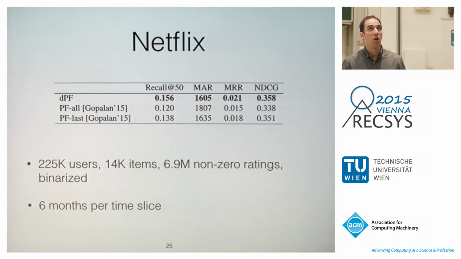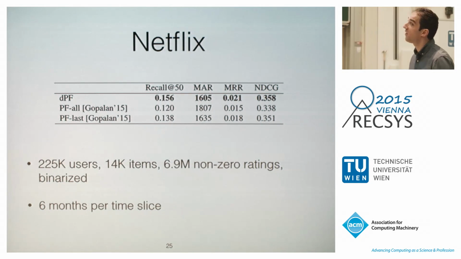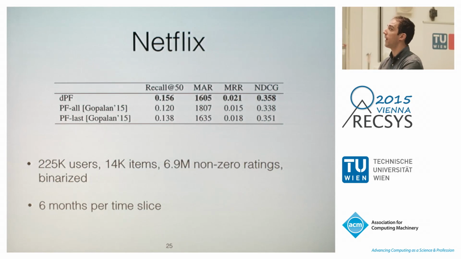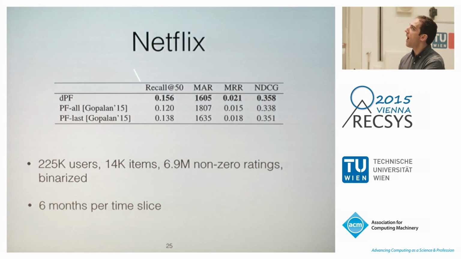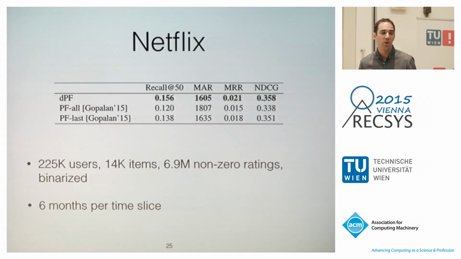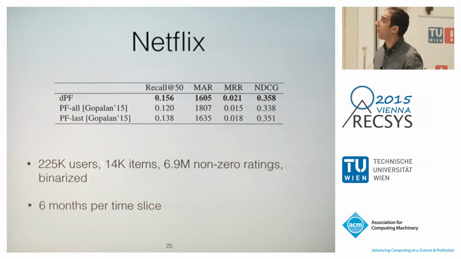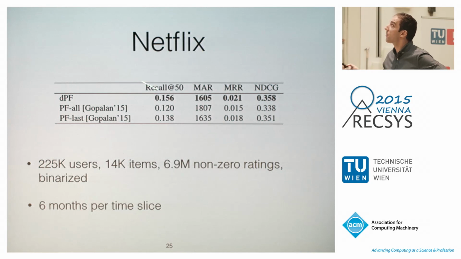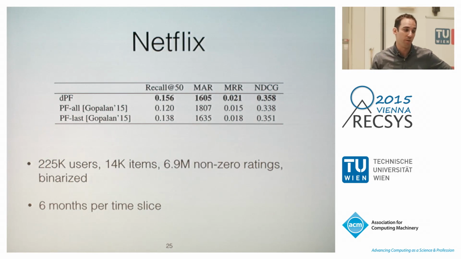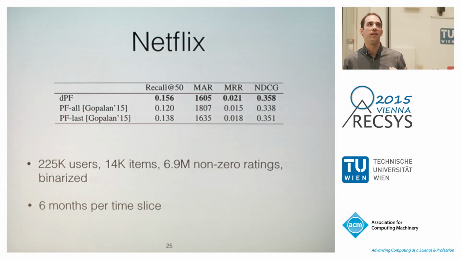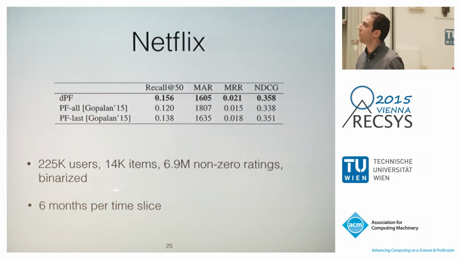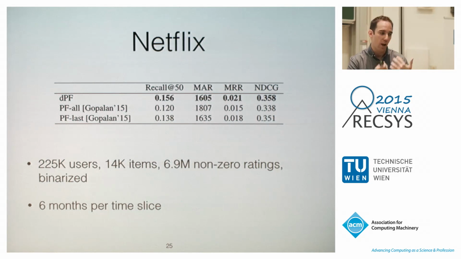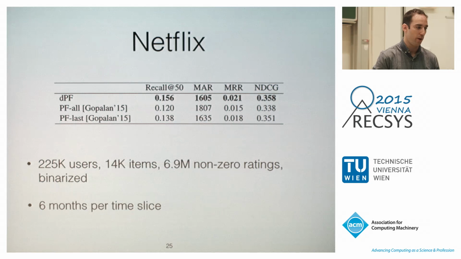So we also looked at a much larger subset of Netflix, which is 225,000 users and 14,000 items and about 7 million non-zero ratings. Again, we binarized the data. Here the time slices were 6 months. And here, BTPF, we could not get it to scale to that size. So we only compare against a static version of PF, so vanilla PF. We see again, the results are pretty consistent with our previous results. And this is a much tougher data set in the sense that we've used many more users that may not have a rich history over time. So it's more difficult for our model, which incorporates time, to shine, but it still does a little bit better.